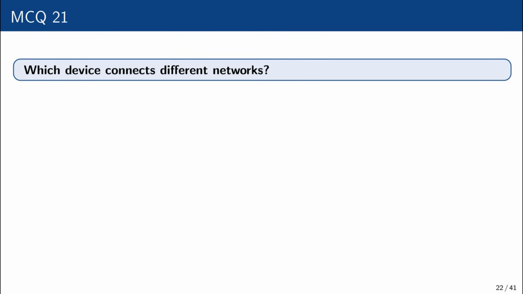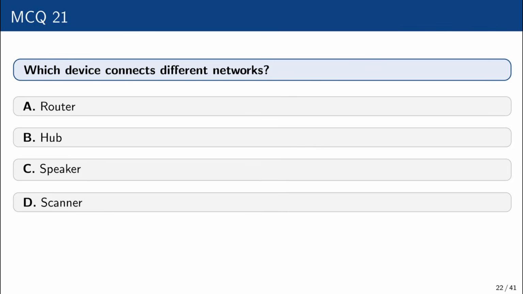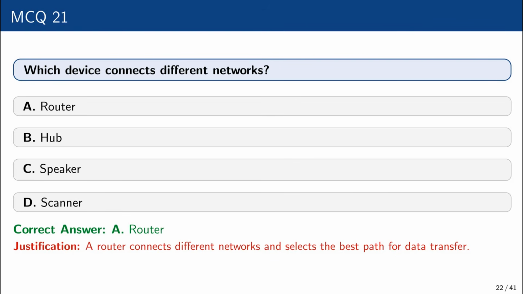Which device connects different networks? Router, hub, speaker, scanner. The correct option is router. Because a router connects different networks and selects the best path for data transfer.